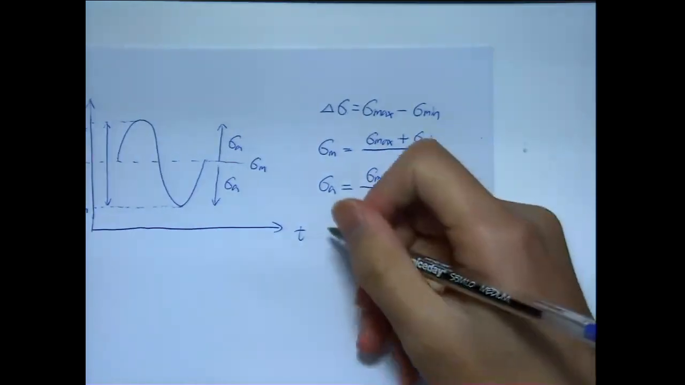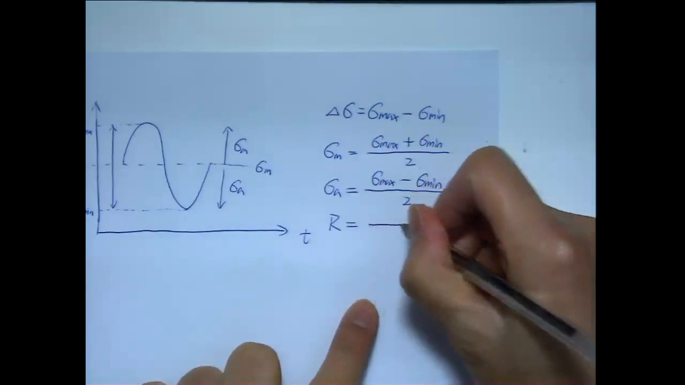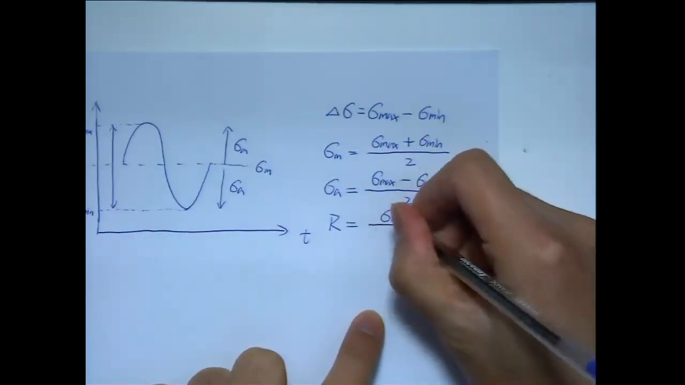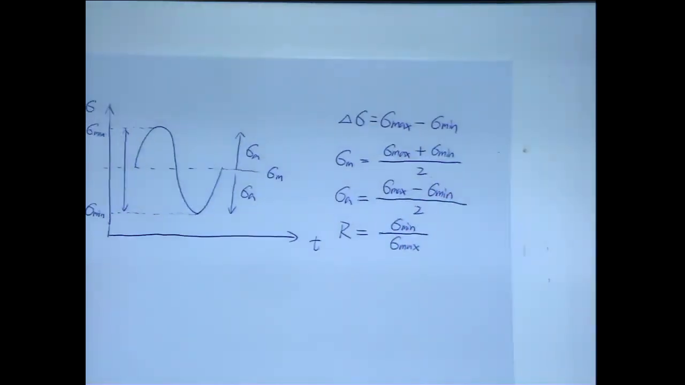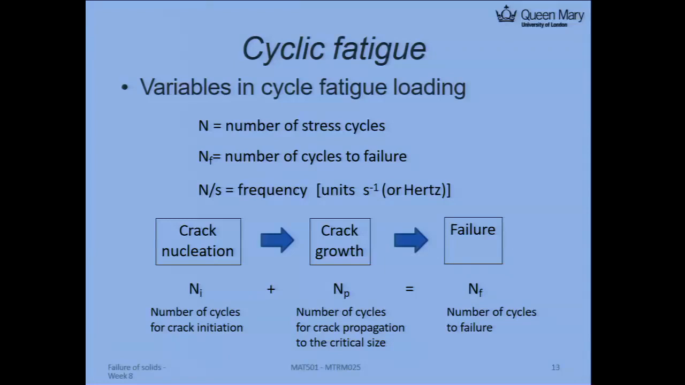And one final variable you need to remember is the stress ratio. Stress ratio is the ratio between sigma min over sigma max. Okay? So let's look at some examples later on to further understand the meaning of these variables. So in this case, we will talk about the example for the curve later. And let's go back to the slides. So these are the variables in the cyclic fatigue loading.